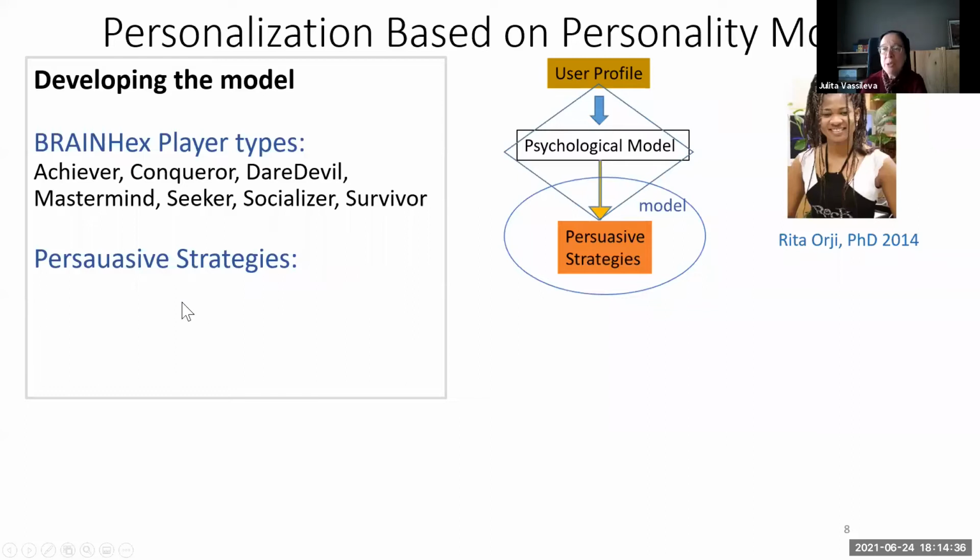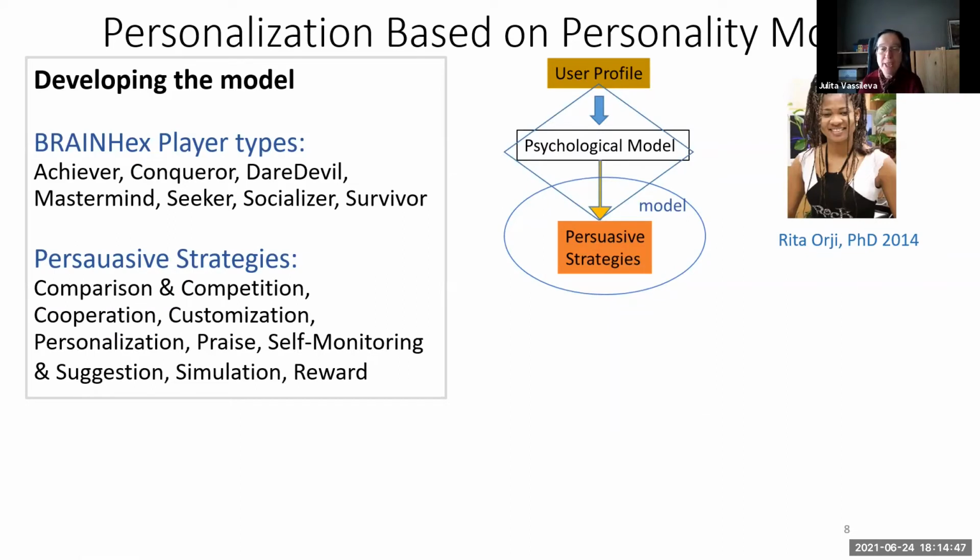So she also explored a set of persuasive strategies. They're not a clean set from a particular taxonomy, but these are commonly used in health applications. So one of them is comparison, competition, cooperation, customization, personalization, and so on.